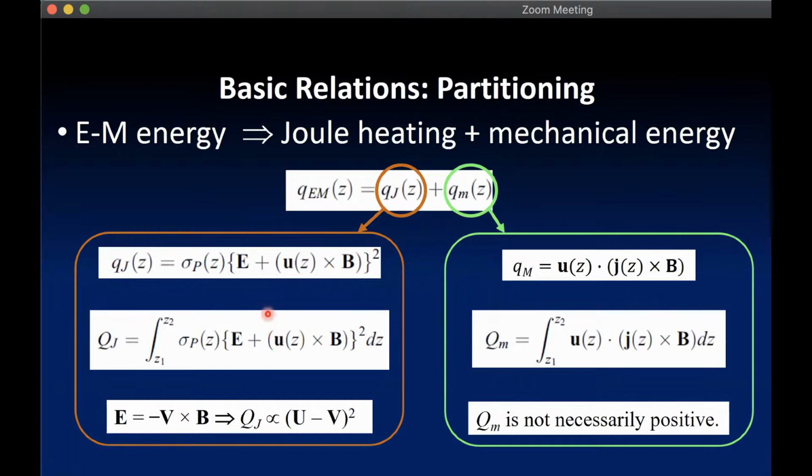Or you can height integrate that. The important thing to notice in this relationship for Q_J is that you can replace this E with the minus V cross B, and then you realize that this term is actually the difference between the neutral wind and the plasma velocity. So Q_J is proportional to the square of that vector difference, and you can see that this really is a frictional heating term. As for the mechanical energy dissipation, you just integrate that over the height for the volume, and you notice that this Q_m is not necessarily positive. The wind can either be speeding up or slowing down, depending on the sign of this dot product.